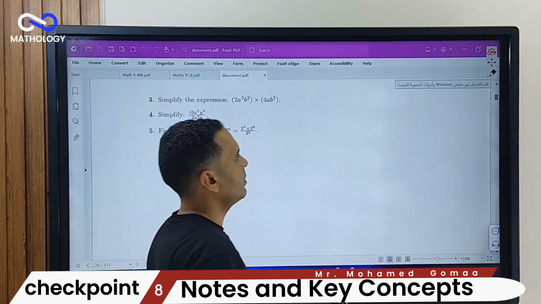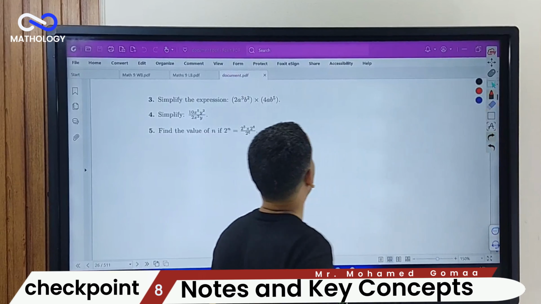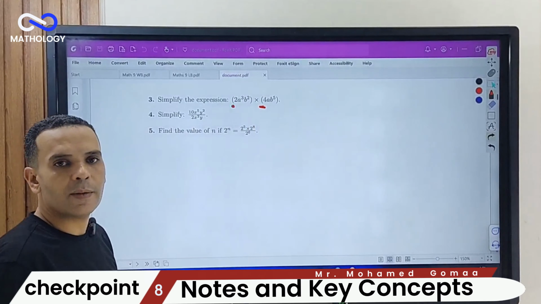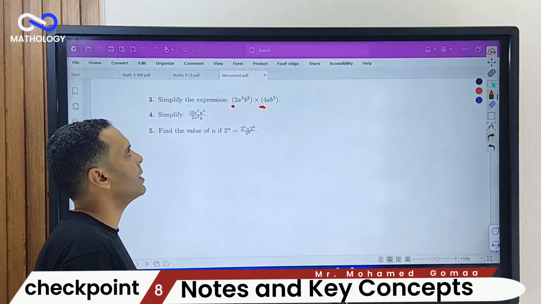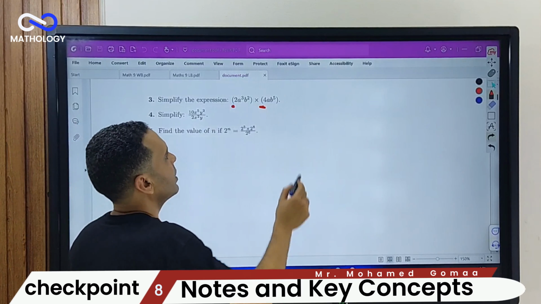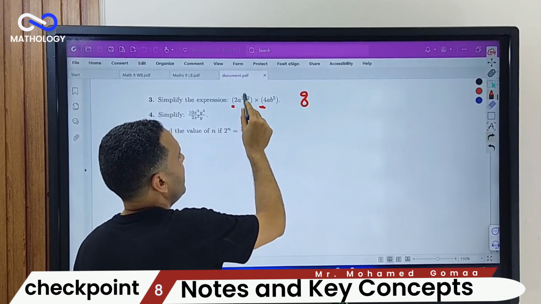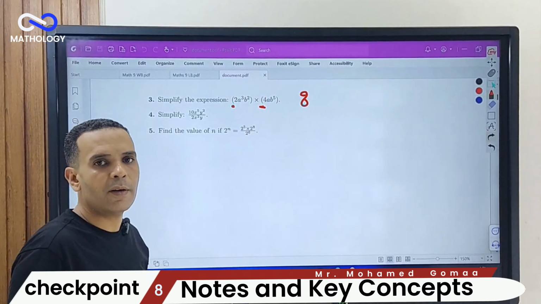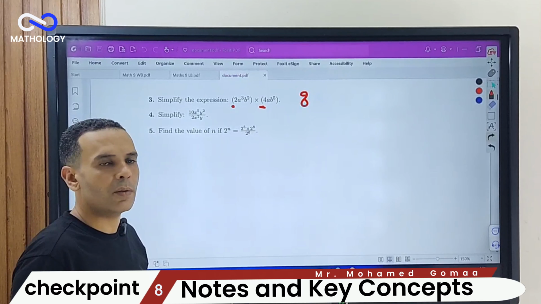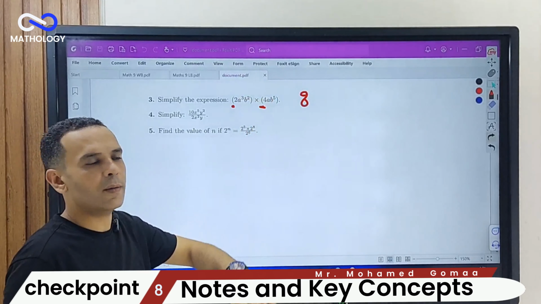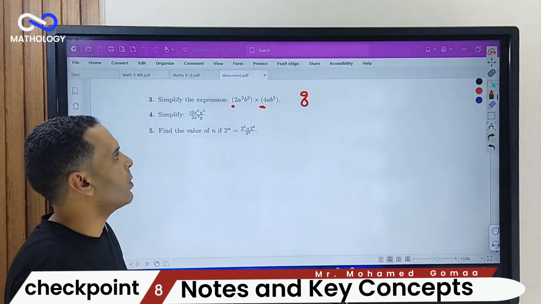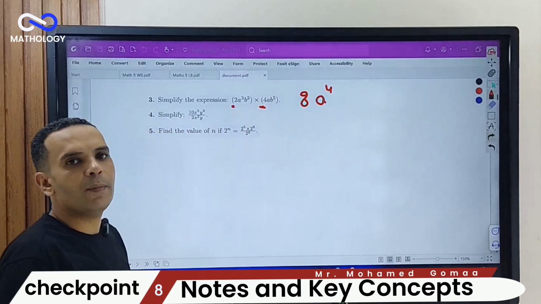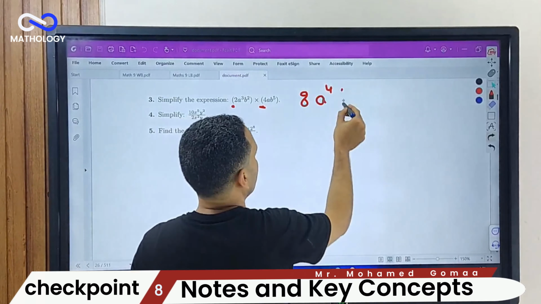Simplify the expression. Multiply the coefficients 2 and 4. Multiply the numbers first. 2 multiplied by 4 equals 8. A power 3 multiplied by A power 1. Here the 1 is invisible, okay? But you have to know, if you don't have a power, you have power 1. A power 3 multiply A power 1, it will be A power 4. B power 2 multiply B power 5, it will be B power 7.